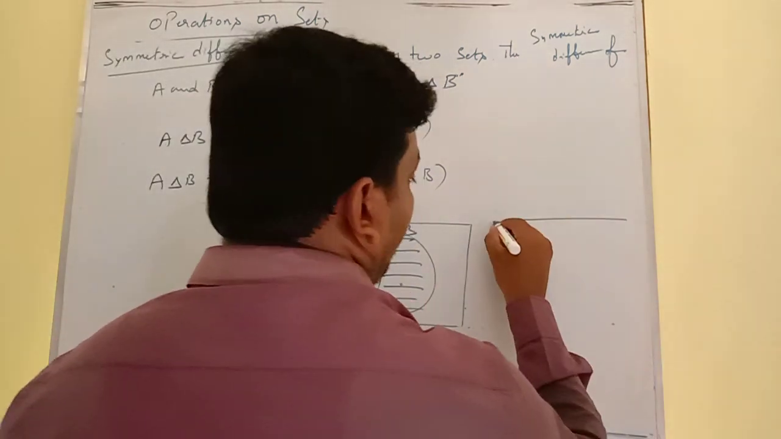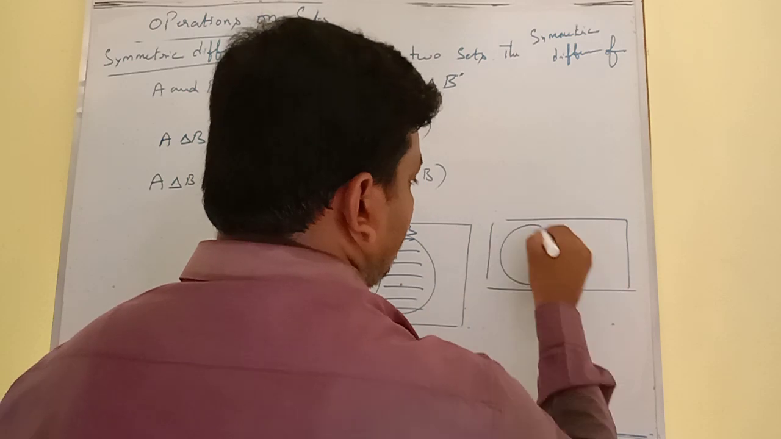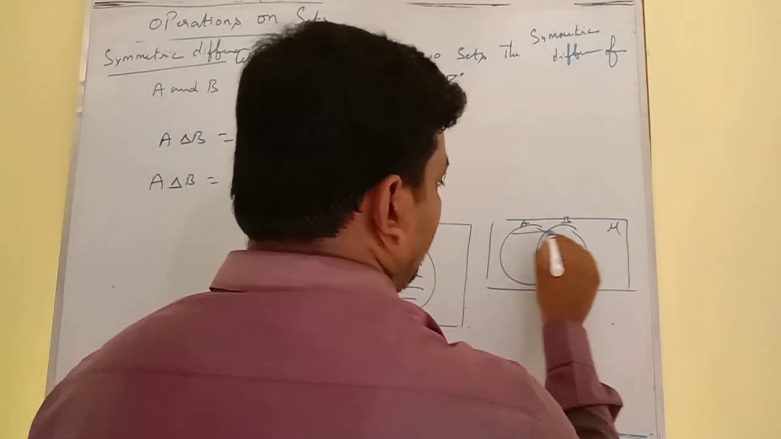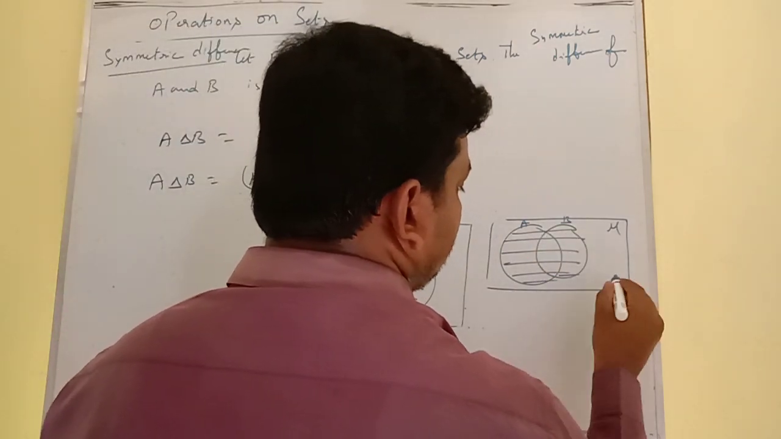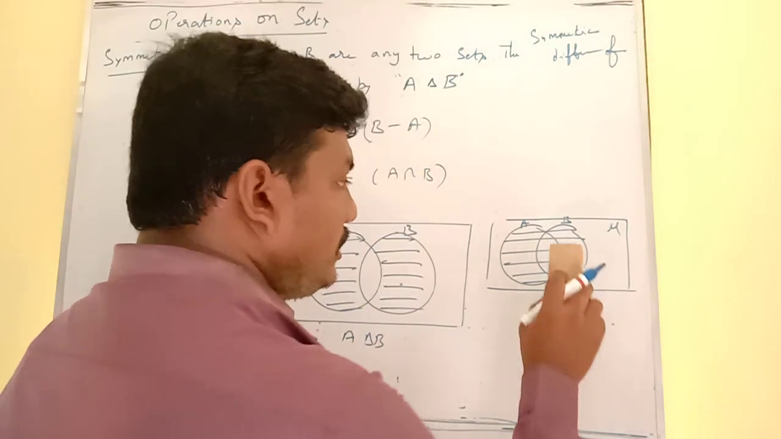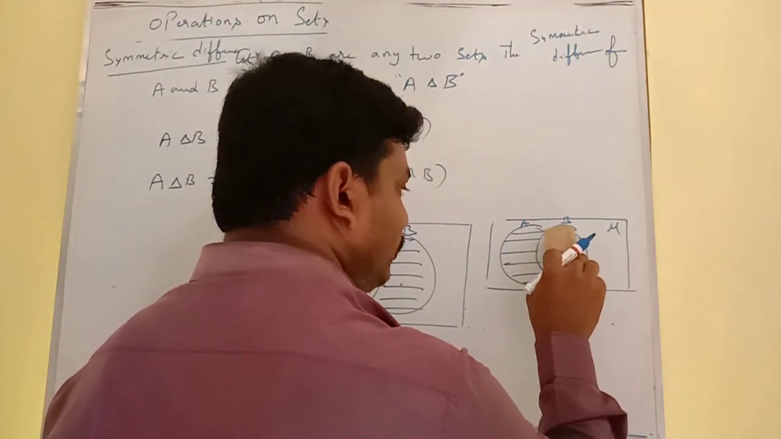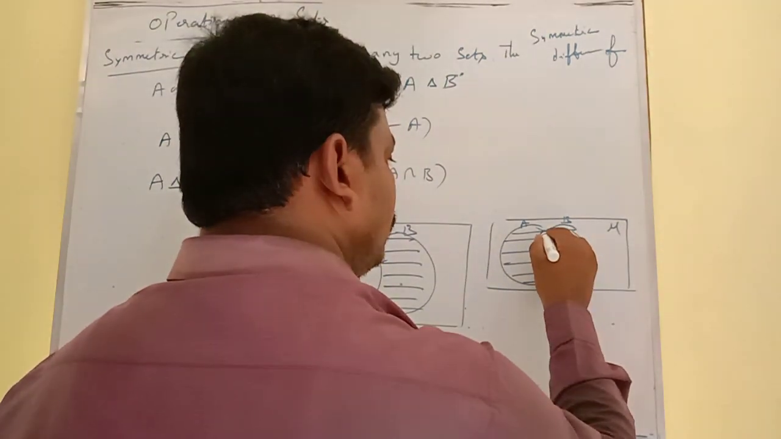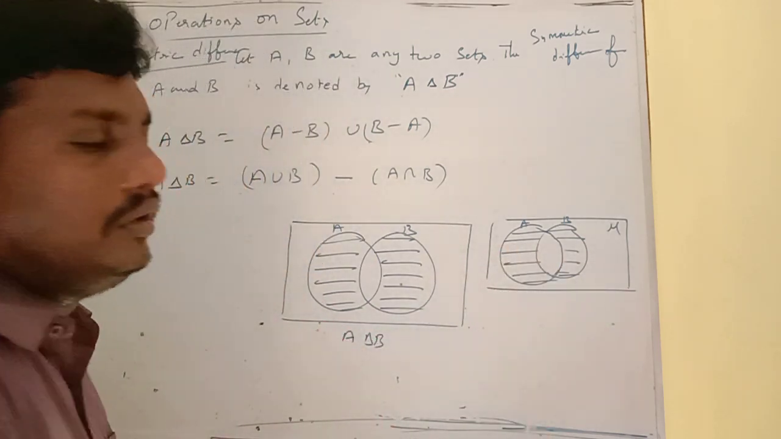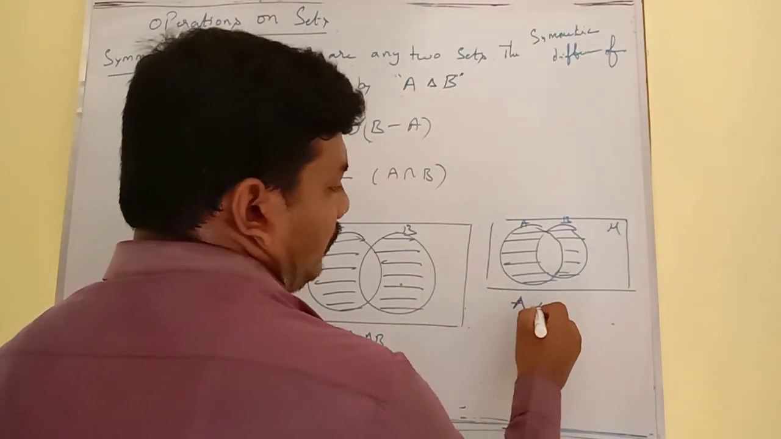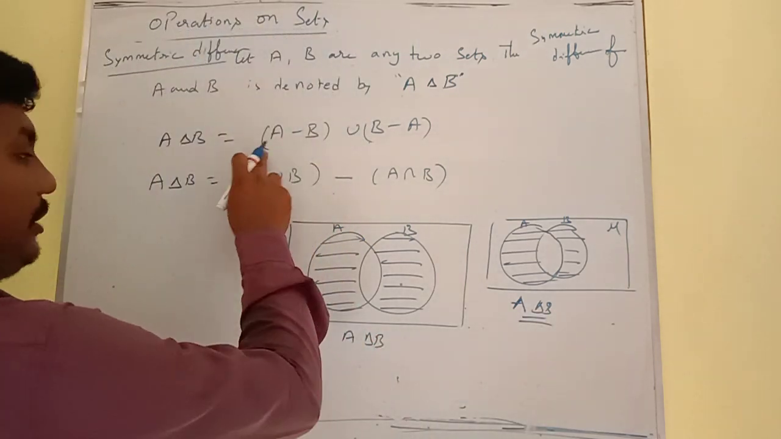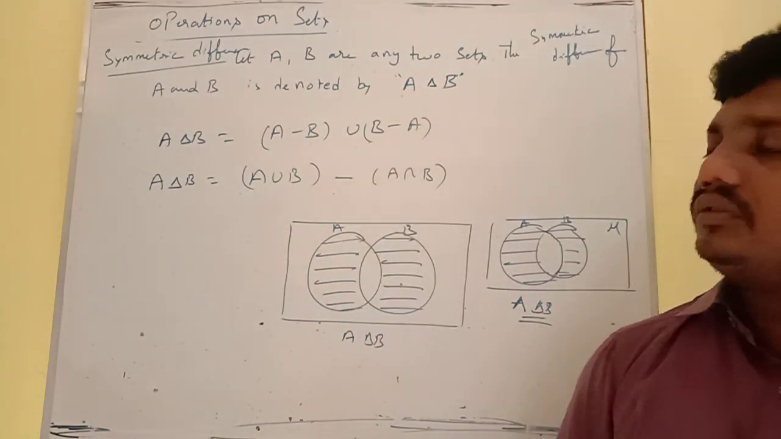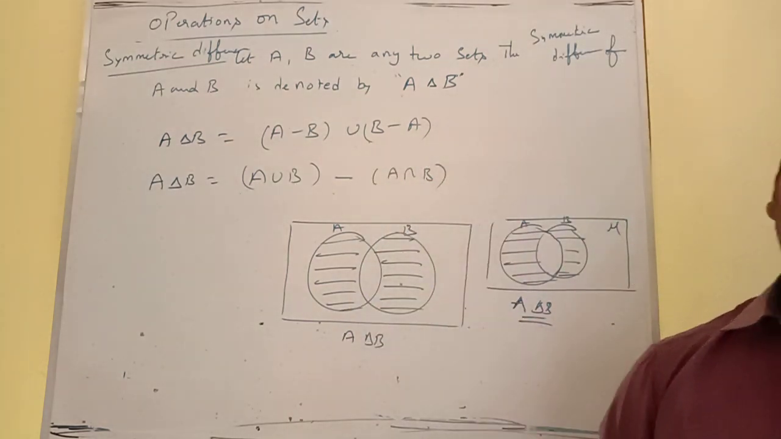Now, in another way, how to represent A delta B? So this is A and this is B. What is the formula? A union B minus A intersection B. A union B means we have taken all the values, minus A intersection B, which means the intersection part we have to remove. So it looks the same. A delta B can be represented as A minus B union B minus A, or A union B minus A intersection B. In both forms, the symmetric difference will be present.